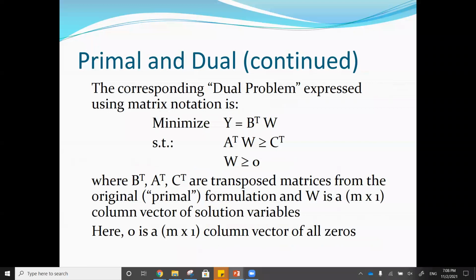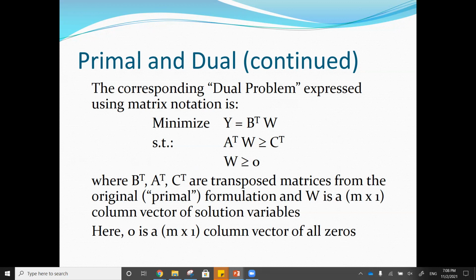The corresponding dual problem, if you know values of A, B, and C. Remember, the dual problem is also a linear programming optimization problem. And so it will have decision variables. It would have to have constraints as well.